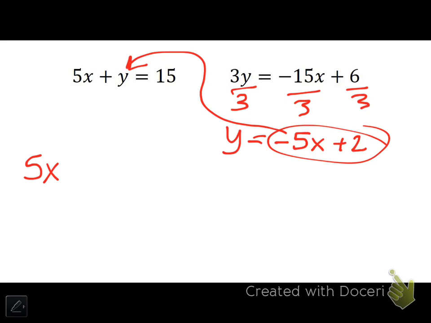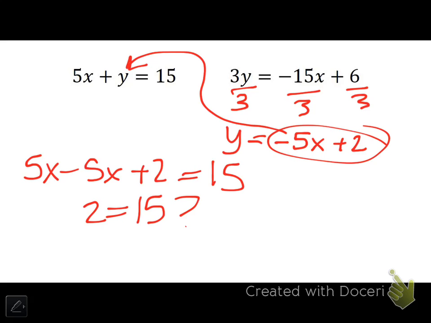So 5x minus 5x plus 2 is equal to 15. 5x minus 5x is 0. Does 2 ever equal 15? Well, no, it doesn't, so my answer is no solution.